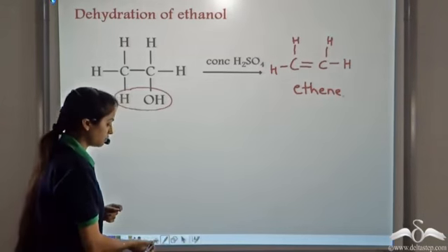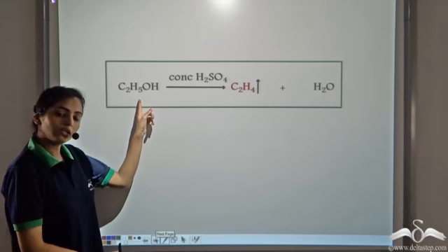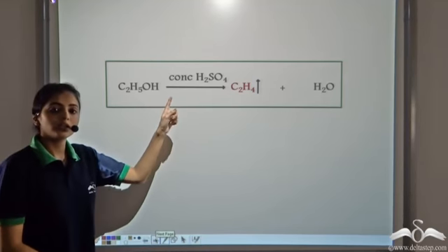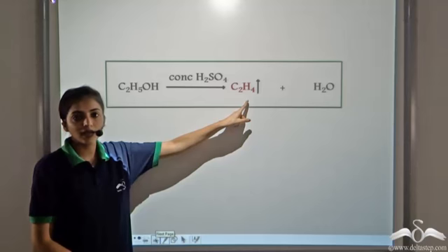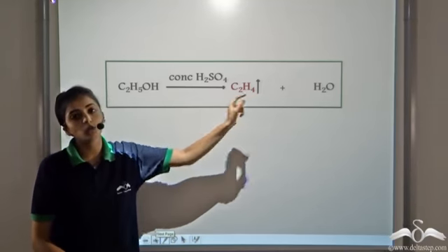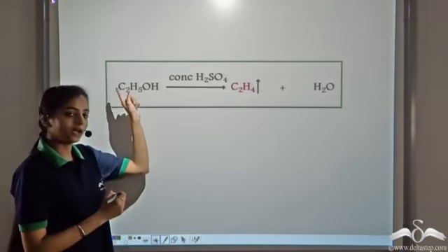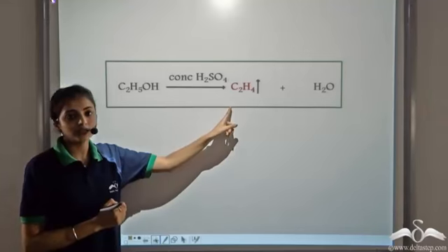So, the reaction taking place here is, we have ethanol, that is C2H5OH. In the presence of concentrated sulfuric acid, it forms the gas, that is ethene, and water is released. So, by dehydration of ethanol, we get ethene.